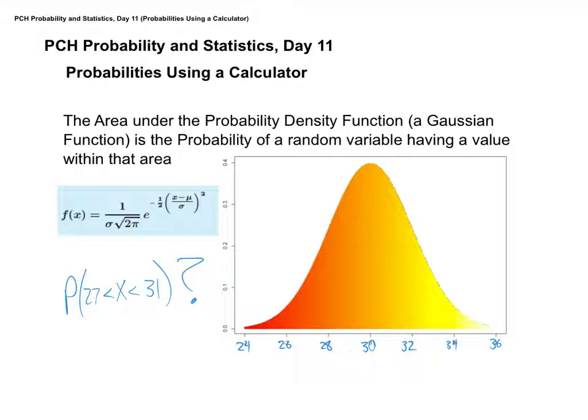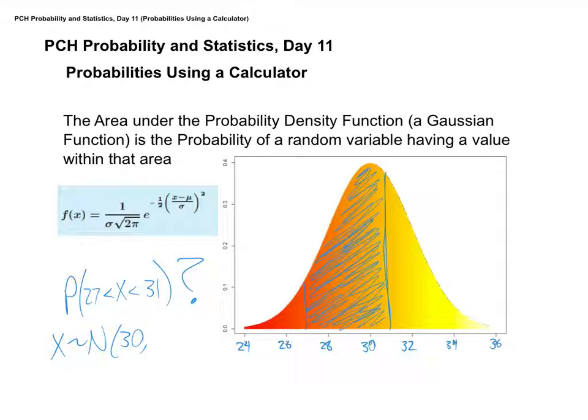So we've got this, and we've got this, and we would be looking for this. Now, remember, I told you that when we were finding probabilities, we're actually finding the area under a curve. I showed you this probability density function earlier. For this situation, we have x being distributed normally with a mean of 30 and a variance of 4, or 2 squared. That's our notation we looked at on Friday. X is distributed normally with a given mean and variance.